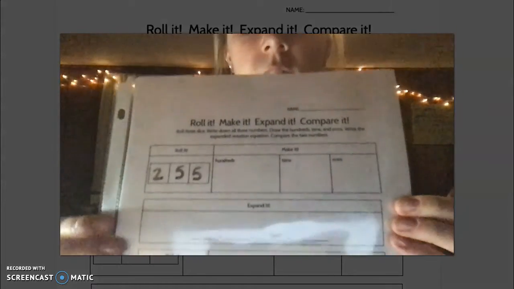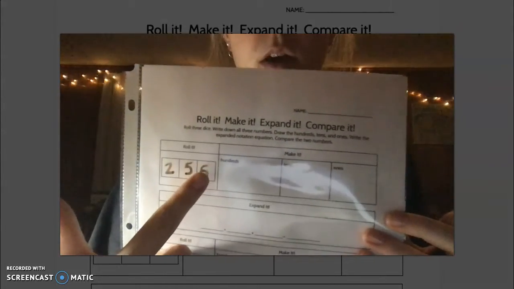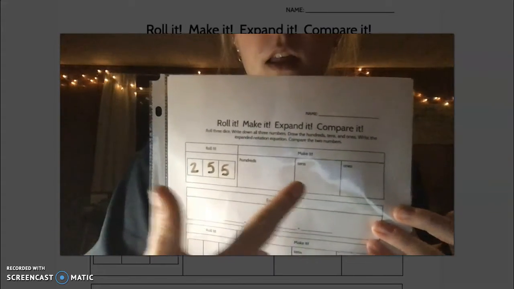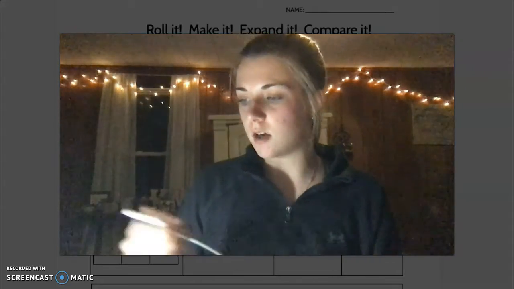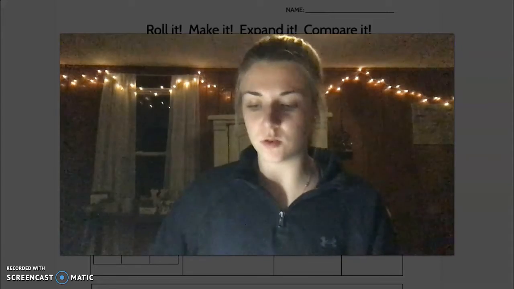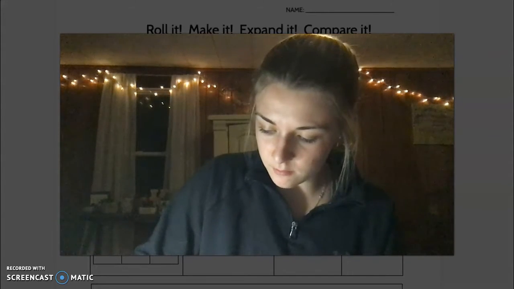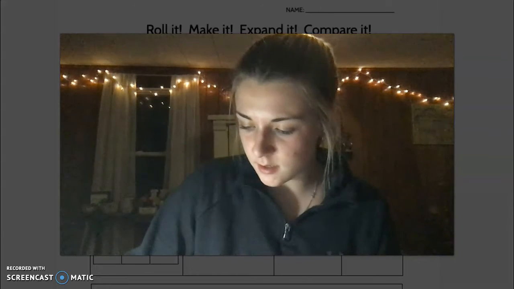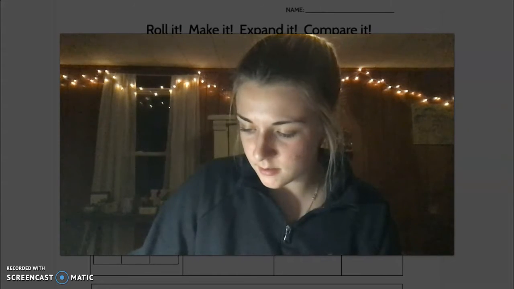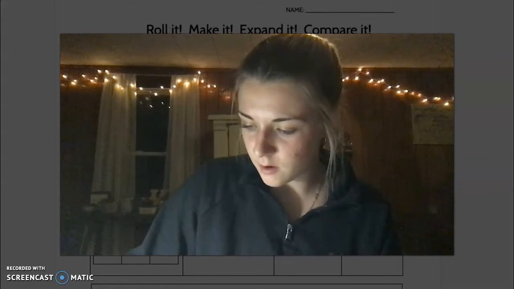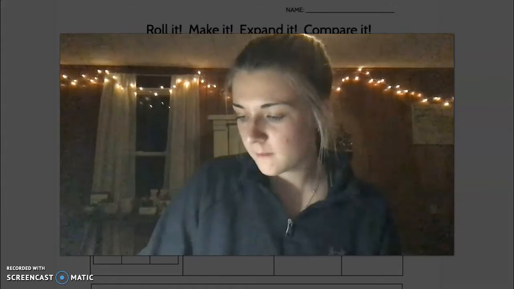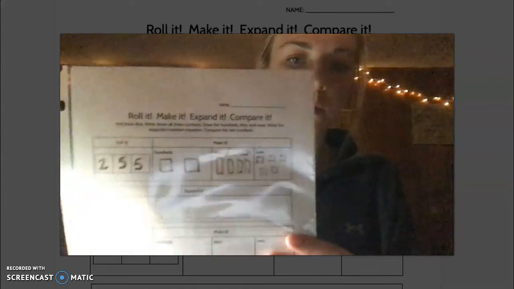And then just like in the last group, they will have to then draw the hundreds cubes, the 10 sticks, and then the ones cubes as well. So they have 2 hundreds blocks in this case, and 5 10 sticks, and then 5 ones cubes. So that's what their first number would look like.